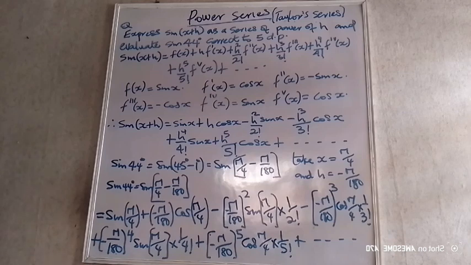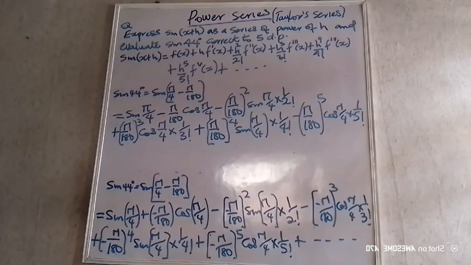Therefore, the expression is equal to sine pi over 4 plus minus pi over 180 multiplied by cos pi over 4, minus pi over 180 all squared sine pi over 4 times 1 over 2 factorial, minus pi over 180 all cubed cos pi over 4 multiplied by 1 over 3 factorial, plus minus pi over 180 raised to power 4 sine pi over 4 divided by 4 factorial, plus minus pi over 180 raised to power 5 cos pi over 4 divided by 5 factorial, plus, and it goes on like that. Now let's write it out neatly.